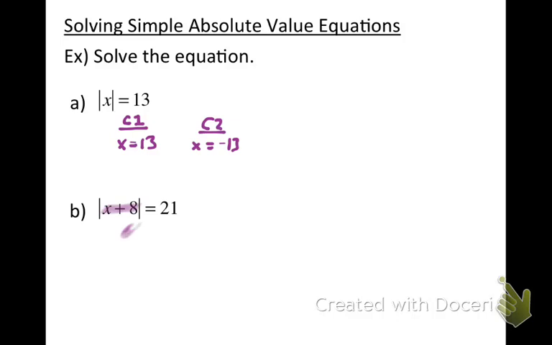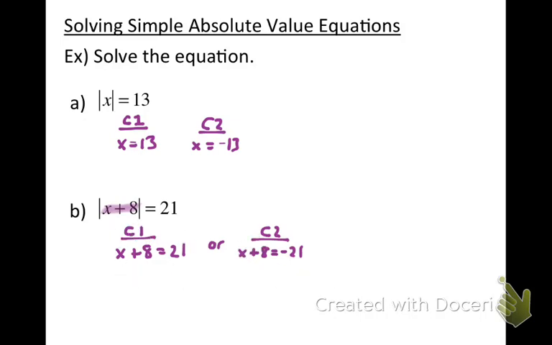So we could say there's a case 1 where that quantity x plus 8 is equal to exactly the number that you see. But there's also a case 2 in which this quantity is a negative quantity, and if that quantity is negative, it's going to be equal to the opposite of 21, or it's going to be equal to negative 21, right? Because if I substitute either positive 21 here or negative 21 here, their absolute values are both 21. So that's where these equations are coming from.